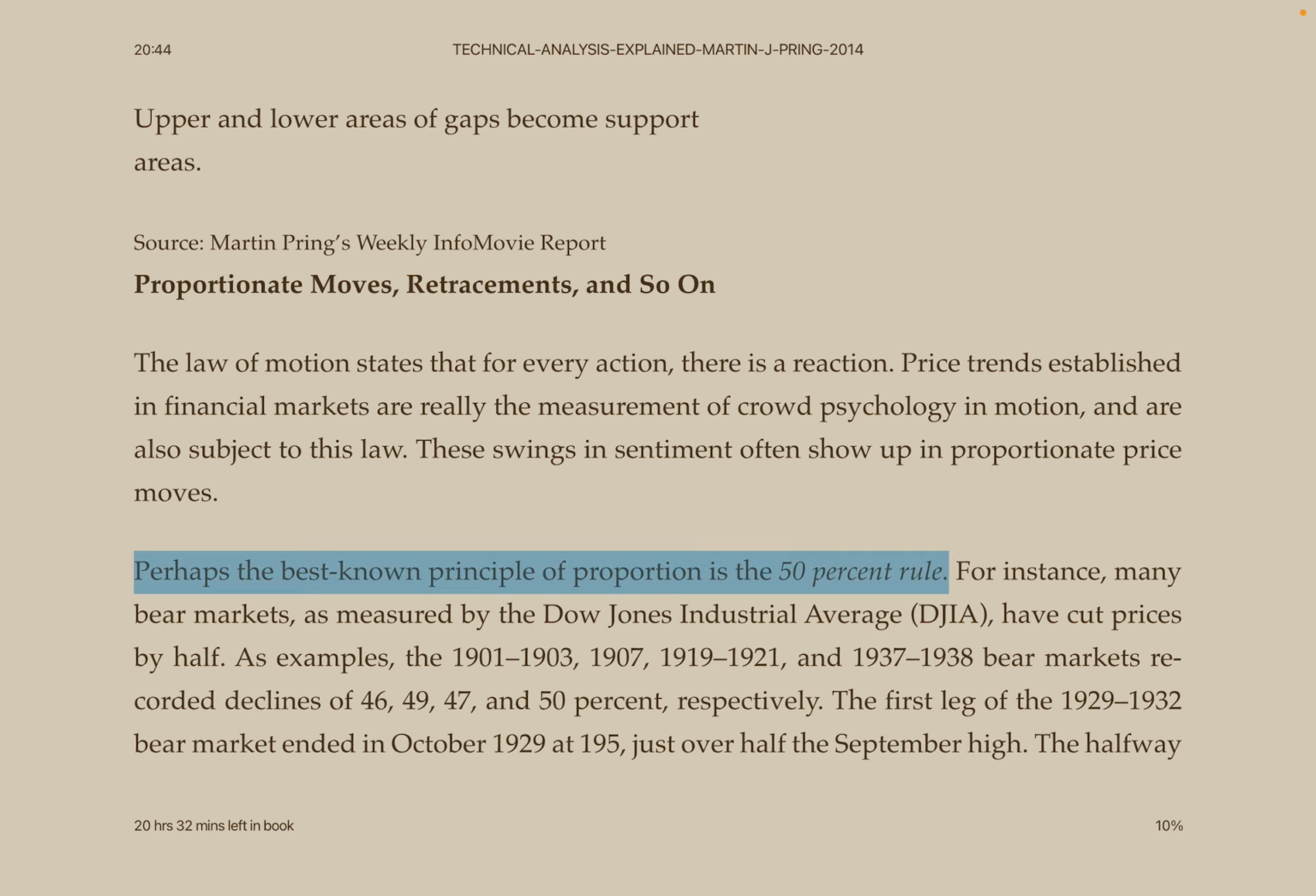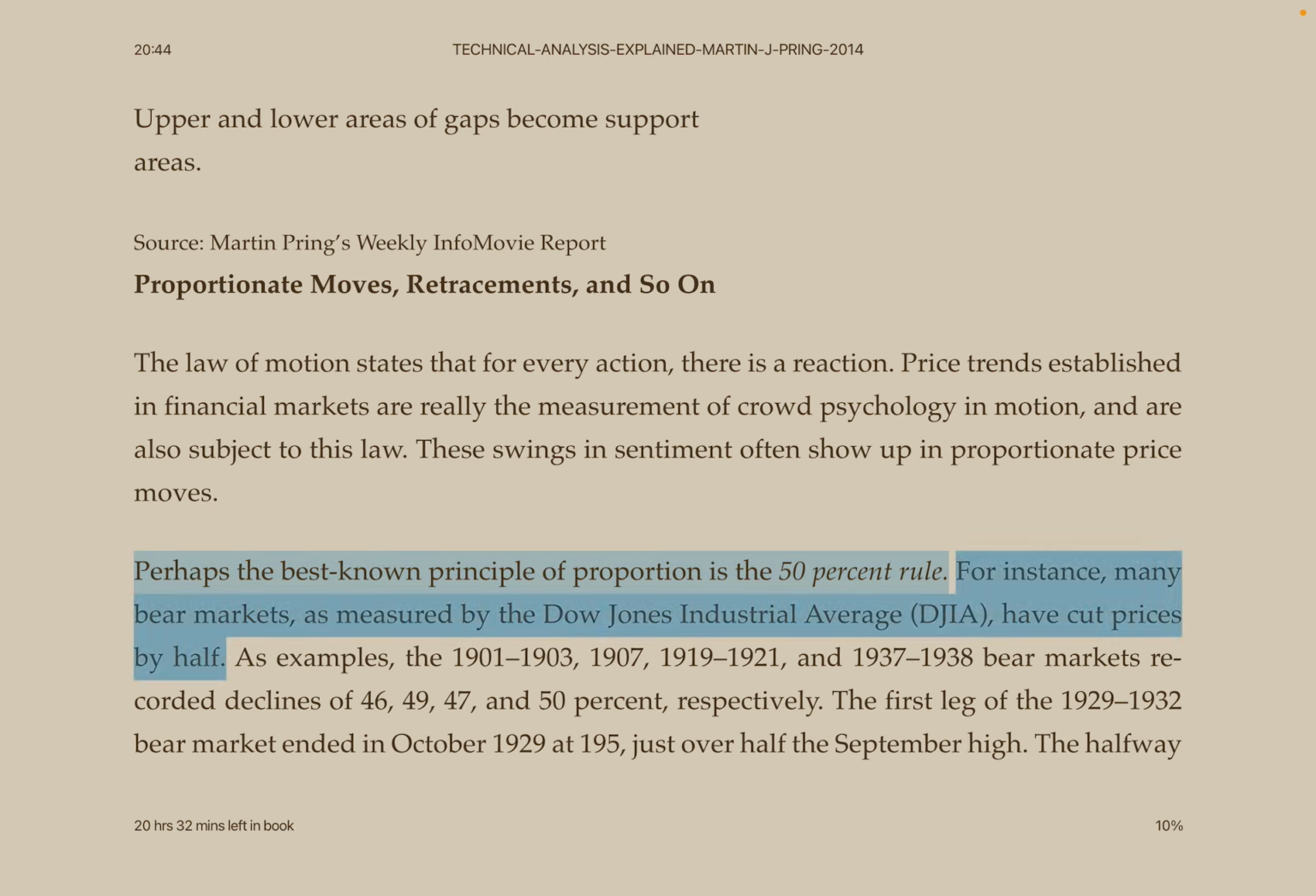For instance, many bear markets, as measured by the Dow Jones Industrial Average, have cut prices by half. As examples, the 1901 to 1903, 1907, 1919 to 1921, and 1937 to 1938 bear markets recorded declines of 46, 49, 47, and 50% respectively. The first leg of the 1929 to 1932 bear market ended in October 1929 at 195, just over half the September high.